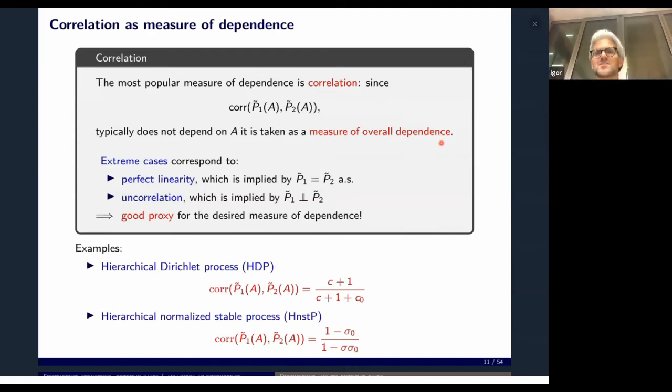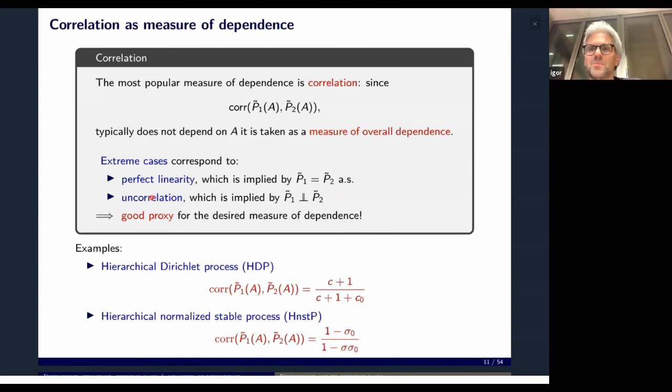It also clearly has some good things, in the sense that the extreme cases are covered well. That's the minimal requirement I would ask of a measure of dependence. It's not exactly that, but it's a good proxy. If I have perfect linearity, which means correlation 1, that is actually implied by our extreme case of maximal dependence. So when p tilde 1 is equal to p tilde 2 almost surely, then I have perfect linearity and correlation equal to 1, which is good. On the other hand, if they are independent, that implies zero correlation. So it's a good proxy.